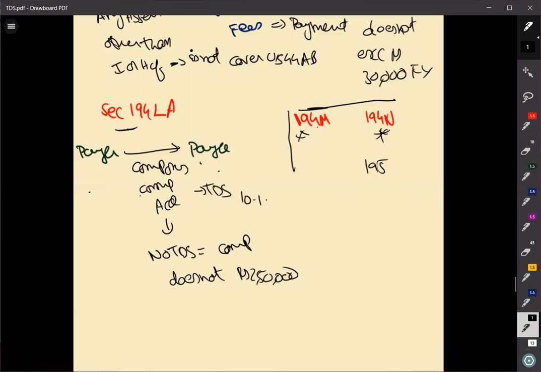So three sections are left: 194M, 194N as well as 195. With this, I can say the total provisions of TDS are set to be completed. So these three sections will close up in the next session.